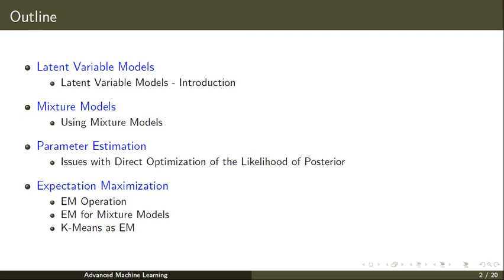Our next topic will be parameter estimation. As you all know, estimating the parameters of a model is done by optimizing the likelihood or posterior. We will see what the issues are in the case of mixture models for direct optimization, and as a solution to these issues we'll be discussing an algorithm, the expectation maximization algorithm.